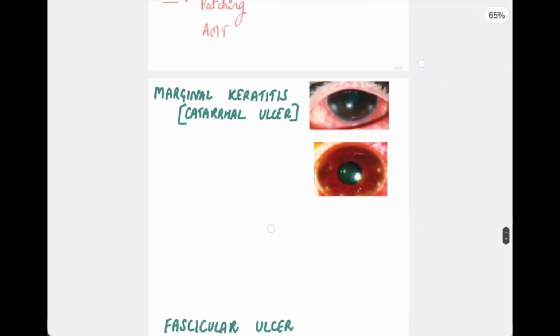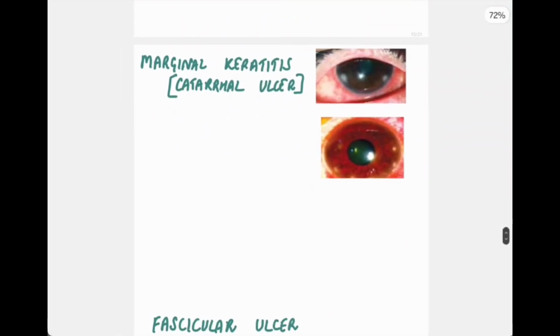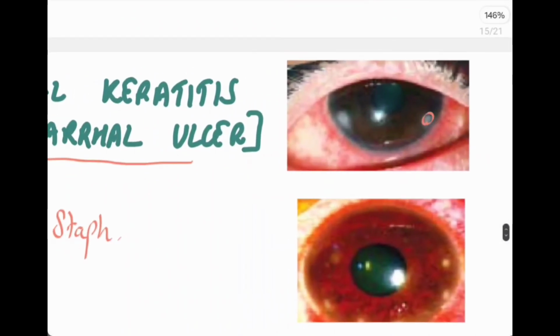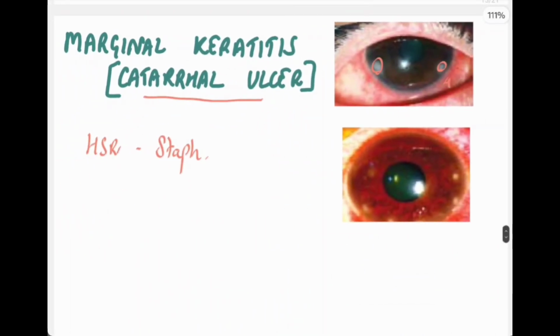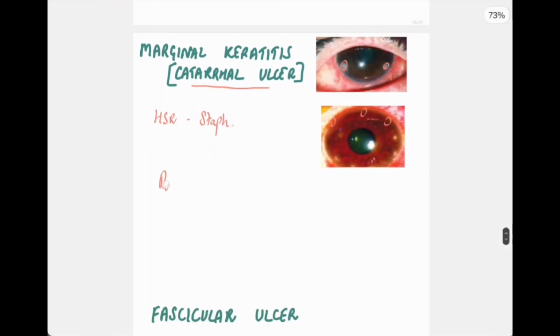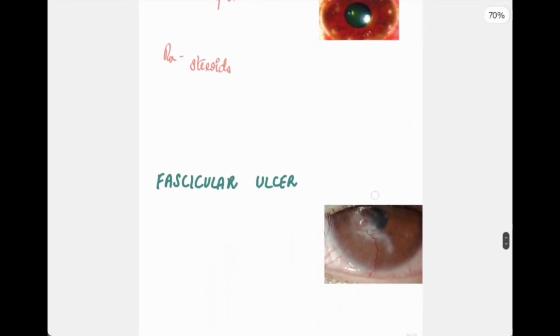Marginal keratitis or catarrhal ulcer. Caused by hypersensitivity reaction to staphylococcal exotoxin. Subepithelial infiltrates at the periphery, mostly at 4 to 8 o'clock position, or at 10 to 12 o'clock position. Treated by topical corticosteroids, steroid antibiotic ointment and simultaneous treatment of blepharitis.